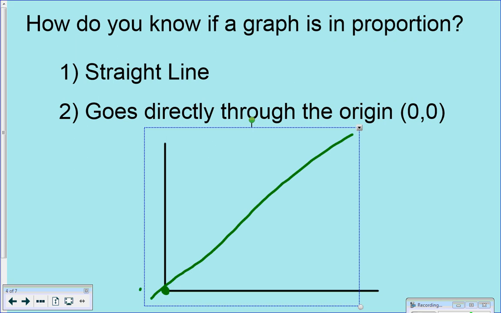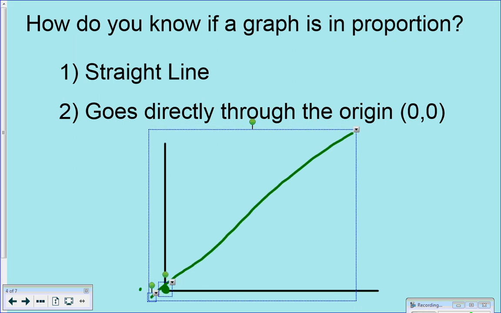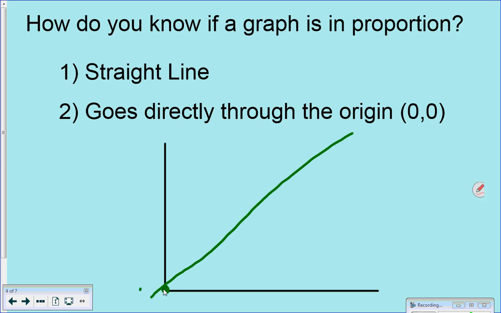Okay, I can move it. Anyway. But if it goes like this, and even if it's still in a straight line, it's not in proportion. It has to go through that 0, 0.